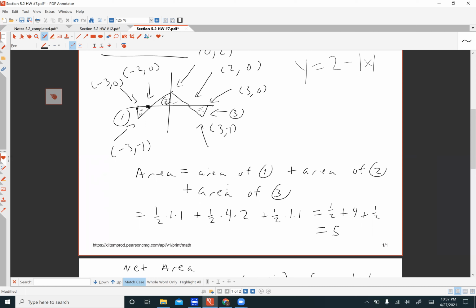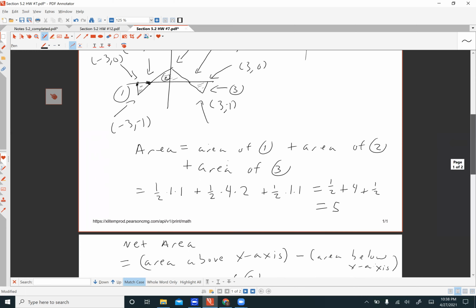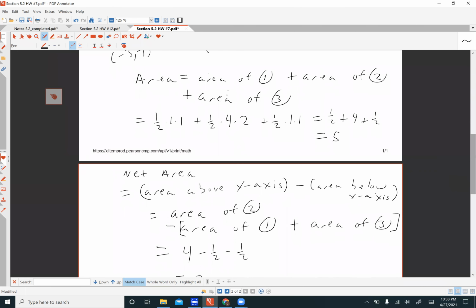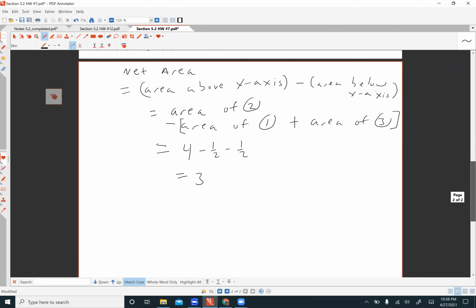Now, what's the net area? It's all the area above the x-axis minus all the area below the x-axis. So it's the area of triangle 2 minus the area of triangles 1 and 3. The area of triangle 2 is 4, and triangles 1 and 3 are 1/2 each, so it turns out to be 3. It's a pretty interesting problem. We have to be good at triangles, rectangles, and circles.